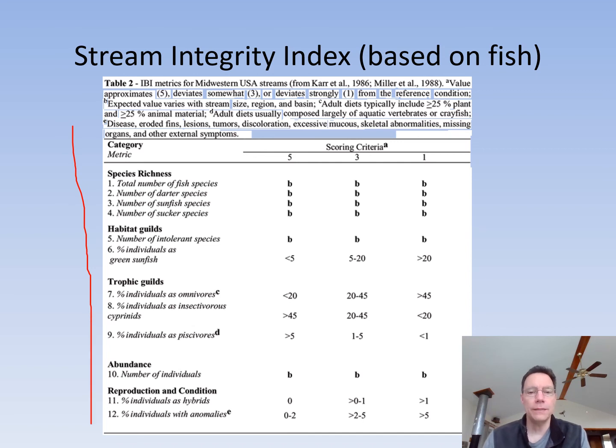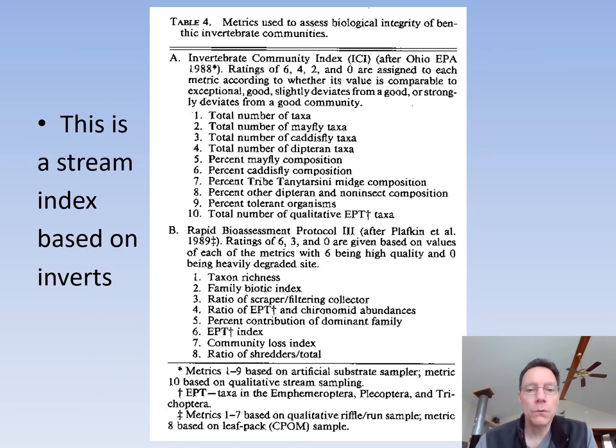This is called the IBI, the Index of Biotic Integrity. It's one of the first integrity indices that was developed. It's for fish and streams, and it looks at things like total species richness and habitat guilds and trophic guilds and abundance, and reproduction of individuals and so on, and it gives a score out of 100 to determine how well a stream is performing. Here's another one, and you certainly don't have to know all these categories, but this one uses invertebrates, bugs in a stream, the invertebrate community index. It looks at the number of different organisms that you have, and sensitive organisms and tolerant organisms and all that. And again, you come up with a score out of 100 and you get a ranking.